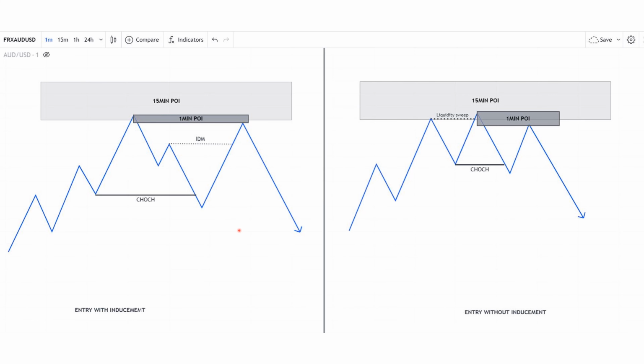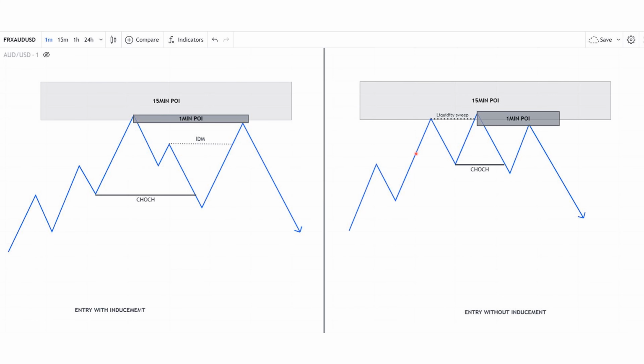No, these entry setups should be identified in your higher time frame POI. That's it, not in random places. Okay, in the next entry setup, the entry setup without inducement, as you can see in this line here, there is no inducement, but still an entry can be taken. You just need one condition here: a liquidity sweep.